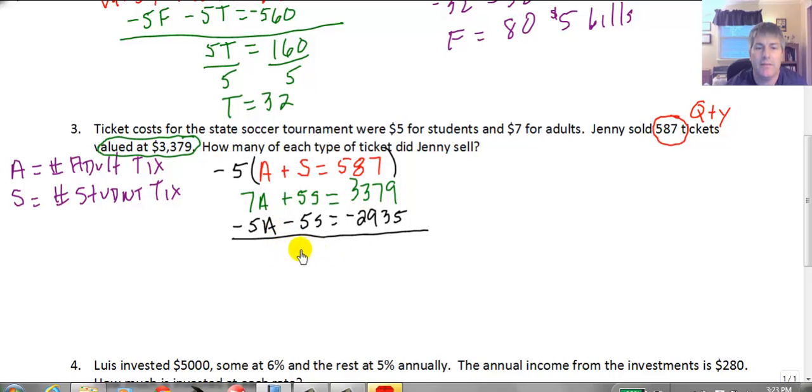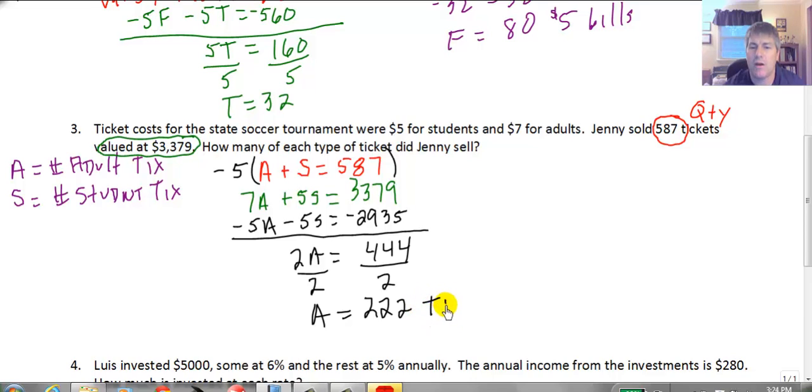And I will add my system together, and I get 2a equals 444. Divide both sides by 2. So A equals 222. So apparently we have 222 adult tickets.